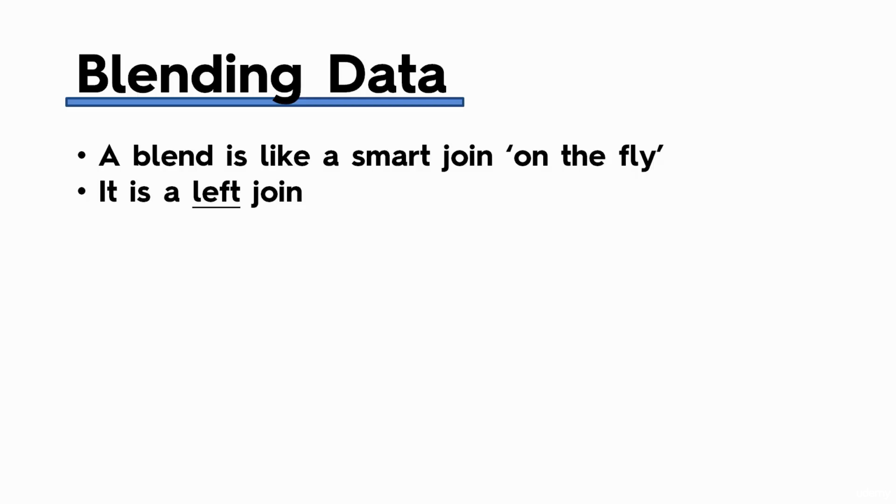A blend is always a left join. So there's always a primary data source, which is marked in blue, and there are secondary data sources, which are marked in orange. So the data source in blue is your primary data source, and the blend will be executed as if it were a left join.